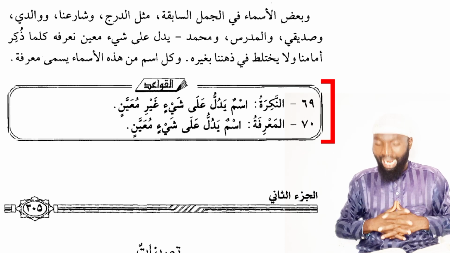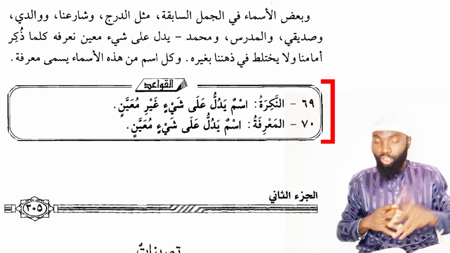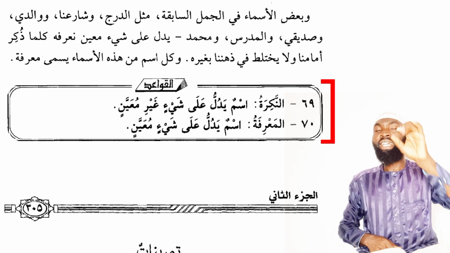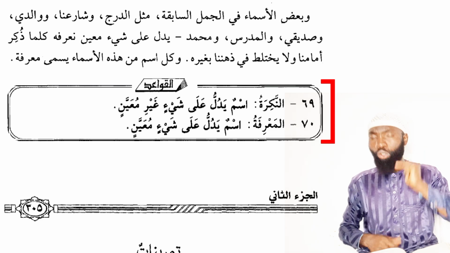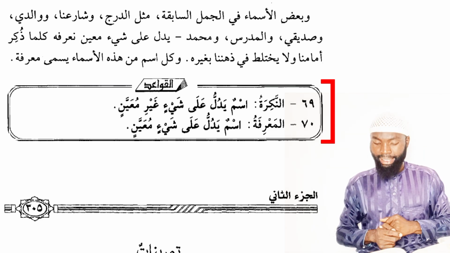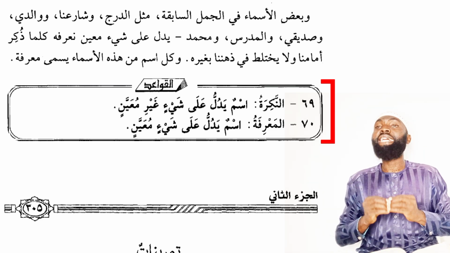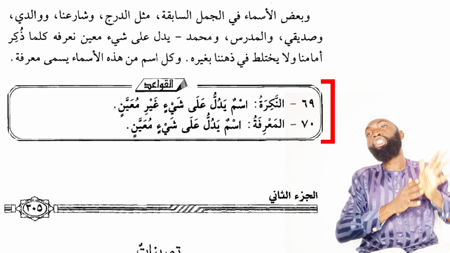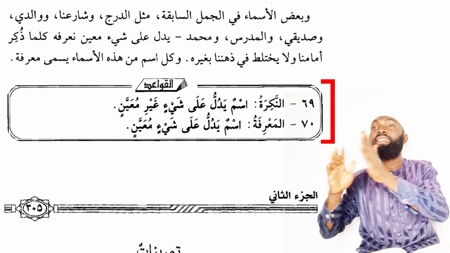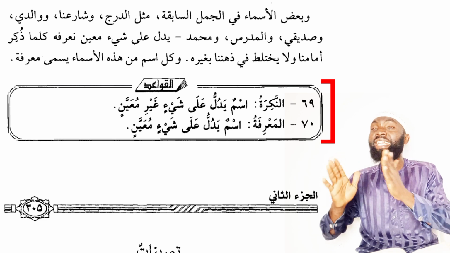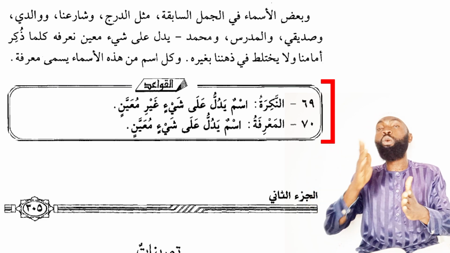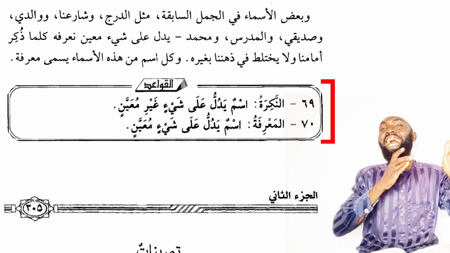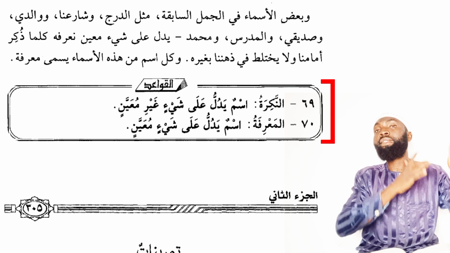The rule. Al-Qawaid, the rule states that number one, an-nakiratu. An-nakira ismu yadullu ala shay'in ghayra mu'ayyanin. The word nakira, it is a noun which points to an unspecific thing. So, an indefinite is a noun which points to an unspecific thing.